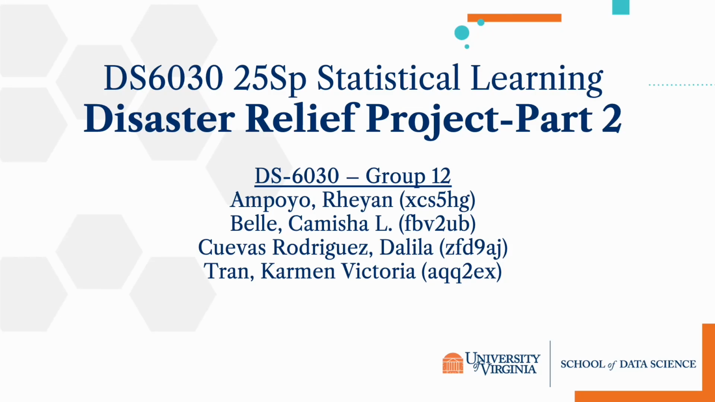Welcome to Group 12's presentation, the University of Virginia's School of Data Science's Disaster Relief Project, in fulfillment of the requirements for the DS 6030 Statistical Learning class. Group 12 consists of Rian Ampoyo, Kamisha Bell, Delilah Cuevas Rodriguez, and Carmen Tran.